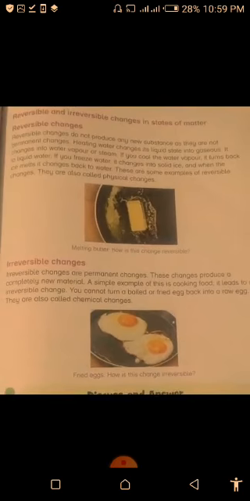Here I have some examples of changes. For example, when ice cream melts, it turns into liquid state, and this liquid, when you freeze it again, will turn into ice. It means that no new substance is formed. So this is called reversible change or physical change.